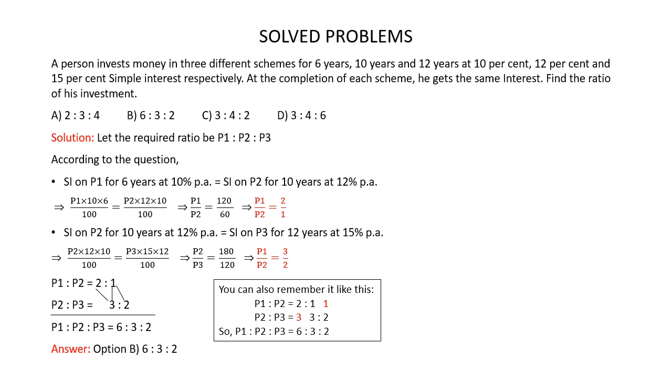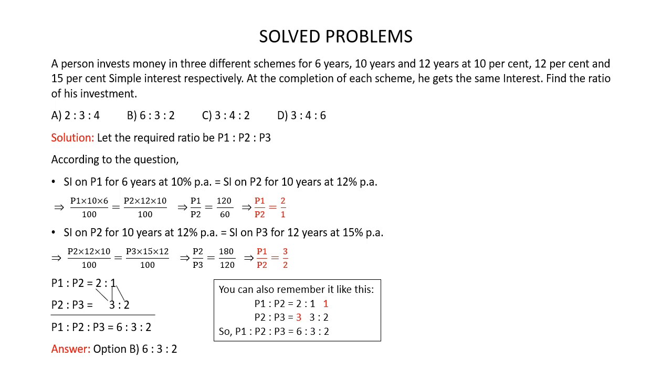Now you can remember this like this also. P1 is to P2 is equal to 2 is to 1. P2 is to P3 is equal to 3 is to 2. So since P2 is common in both these ratios, remember to write the relevant numbers one below the other. Now since you have 1 here, write 1 again here in the empty space. Here since you have 3 here, write 3 here in the empty space.